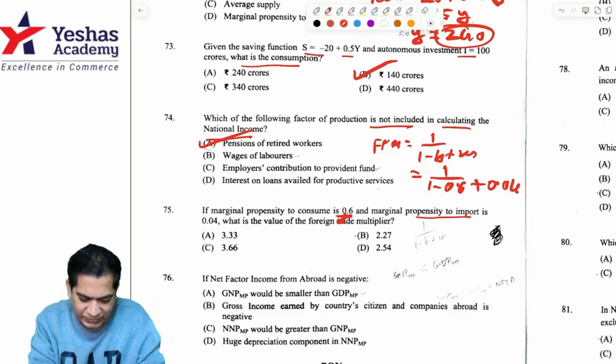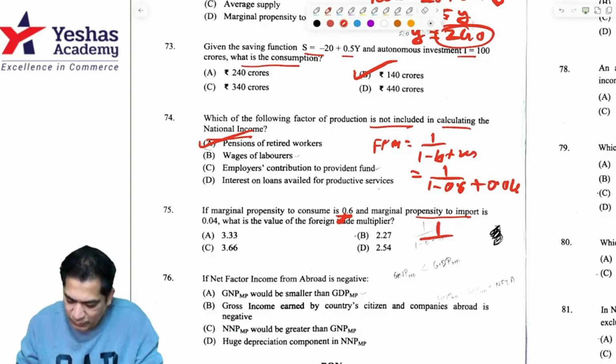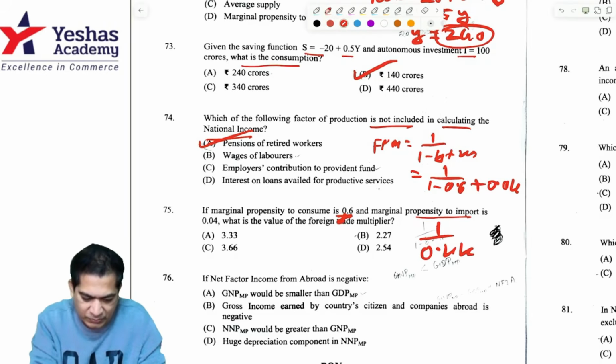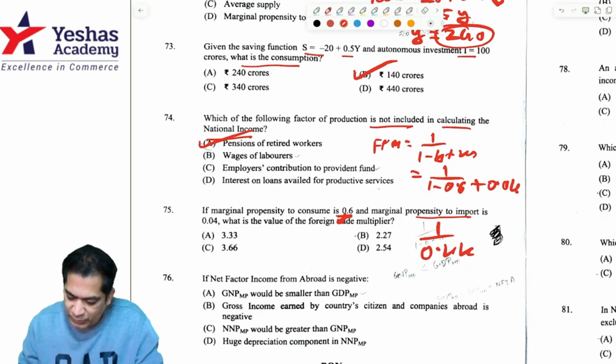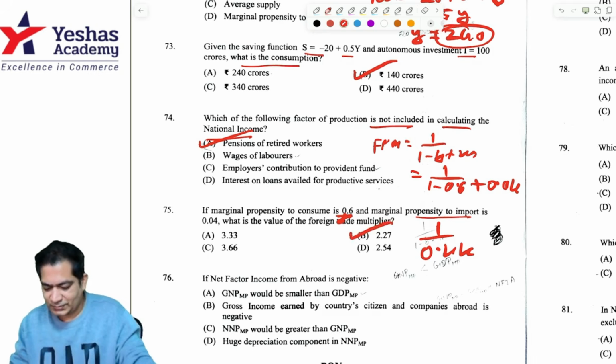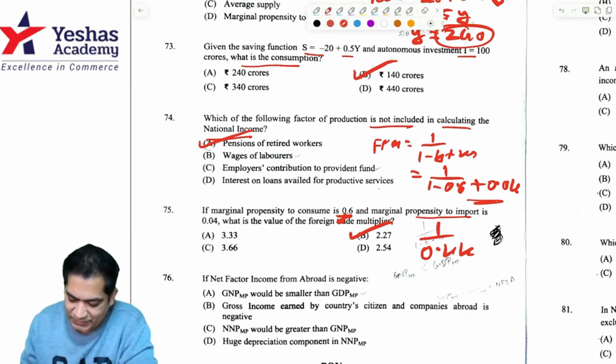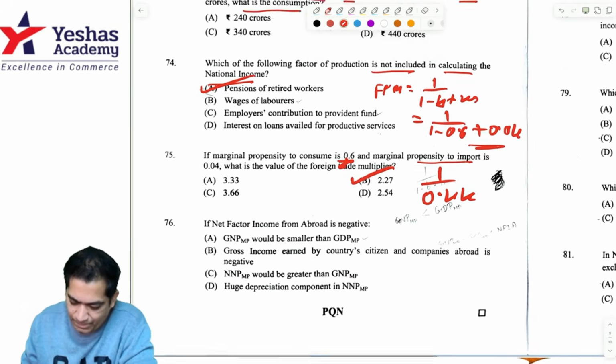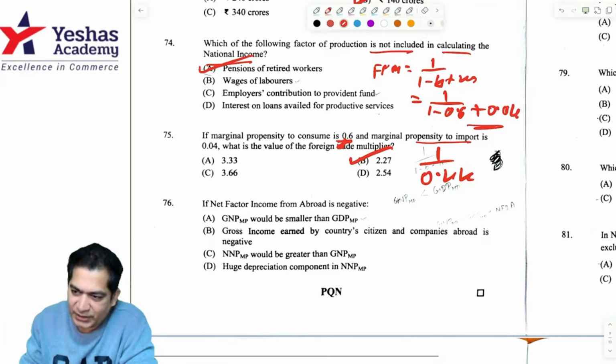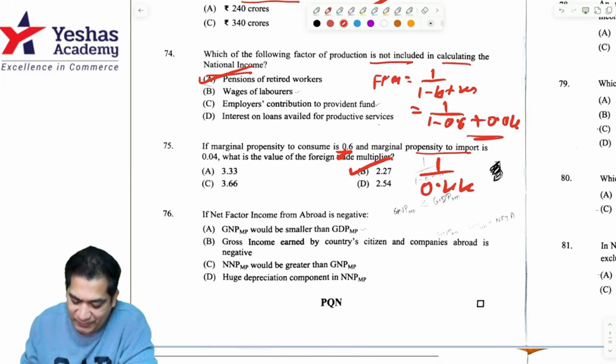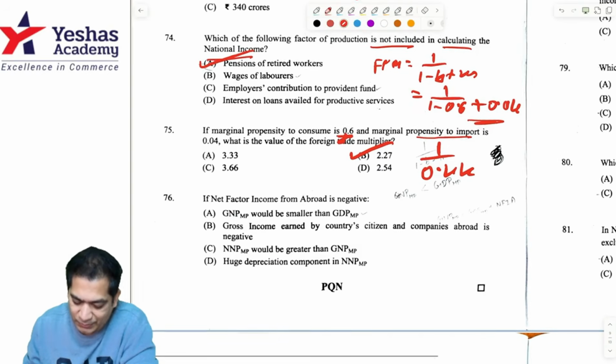1 minus 0.6 is 0.4, plus 0.04, that is 0.44. So 1 divided by 0.44 will be 2.27. Yeah, that is your answer. By mistake, I was deducting this. Because if you deduct, then the multiplier will have a positive impact on the investment multiplier.